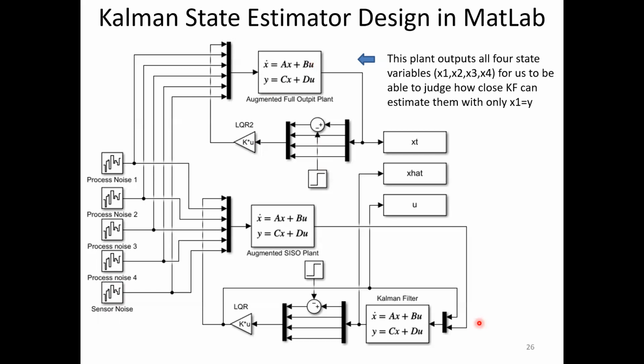Fine. Now we have a second system over here, which is the augmented SISO plant, because we don't have all 4 states available for feedback. If you want to do it that way, you have to have 4 separate sensors. It's expensive. Usually we measure just one, the most important variable, which is x1 probably, right? So therefore, this is a SISO plant, single input. Sorry, this is not SISO. We can say it is multi-input, single output, because there are multiple inputs over here, as you can see.